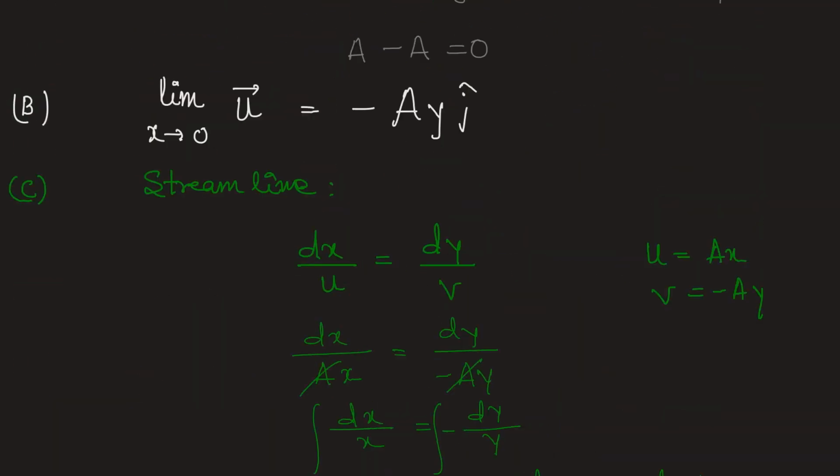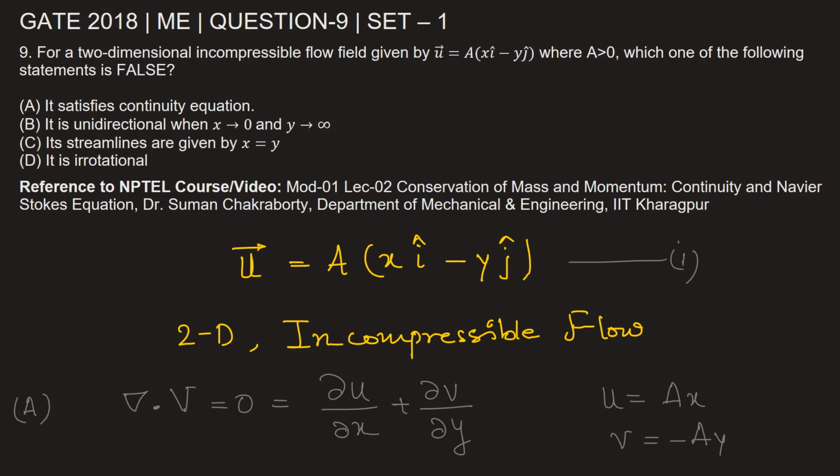Statement 4 is also true. That means this u vector is irrotational. And we have already proved that option C is the correct choice.